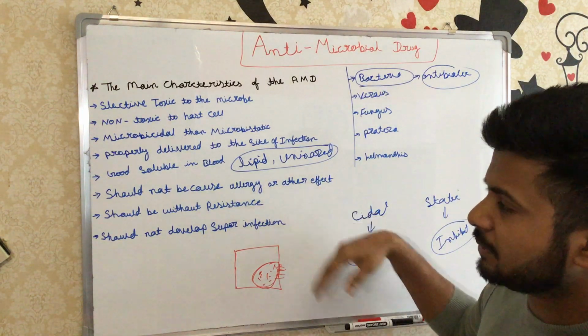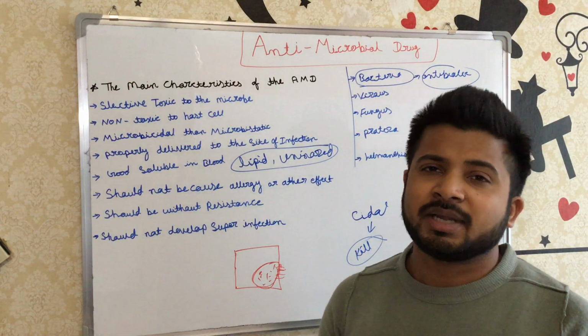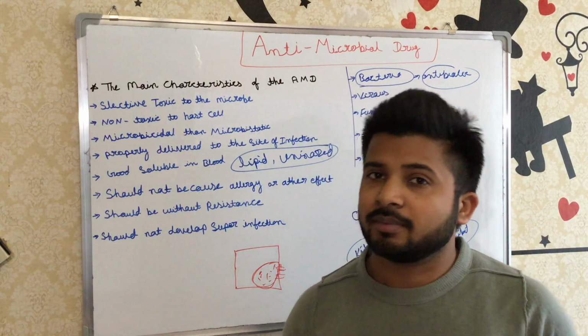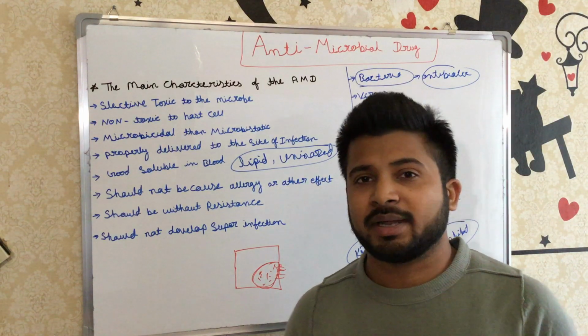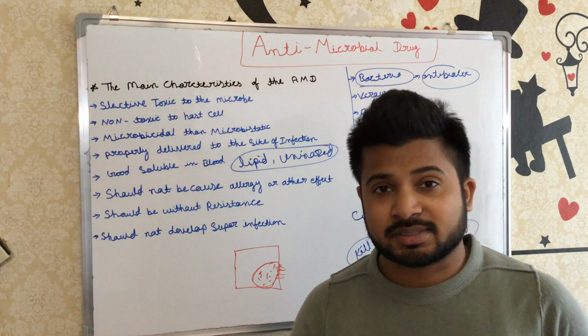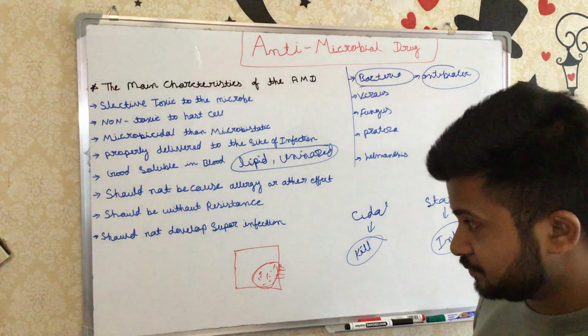And for other effects, for example, a lot of drugs inhibit our normal flora in the GIT and produce different types of effects, like diarrhea and some vomiting, and some other infections can be created. That's why this should also be avoided.